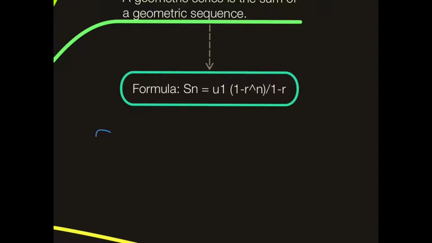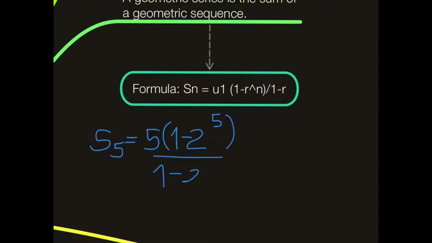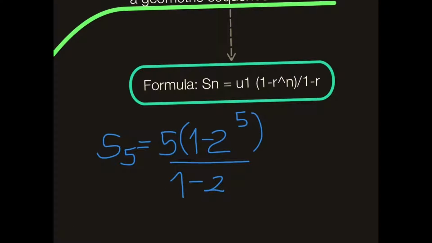To find the sum of the first 5 terms, we need to use the formula and plug in the values. So it will be Sn is equal to 5 times 1 minus 2 to the power of 5, all of this over 1 minus 2. After plugging these values in the calculator, we can see that the answer is equal to 155. So that's the sum of the first 5 terms.